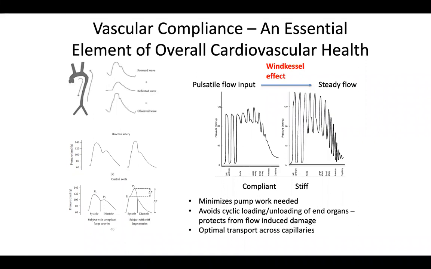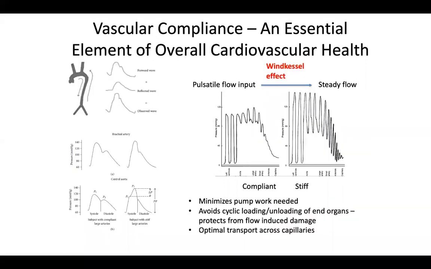for end organ damage. So in sum, the compliance of the blood vessel minimizes the amount of work needed by the heart to maintain perfusion. It protects the end organs by rendering the final flow to them as laminar, and therefore protects them from flow-induced damage. And of course, this laminar flow also is critical for normal functioning because it allows for the optimal transport of oxygen and nutrients to the organs and the removal of waste and byproducts back to the blood for secretion.